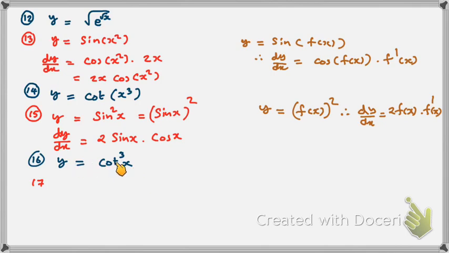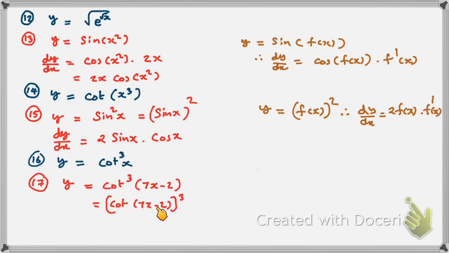Another question for you to try. y is equal to cot cubed x, but you should rewrite this cot cubed x as cot x the whole cubed, and then try to differentiate it. This is our question here. y is equal to cot cubed of 7x minus 2. So I'm going to rewrite it as cot of 7x minus 2 the whole cubed.